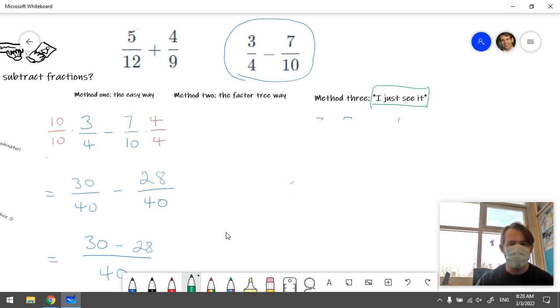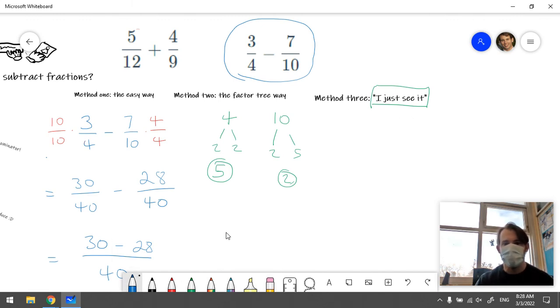Now, could we have used factor trees here? Absolutely. Let's take a look at what factor trees would have looked like. We would have done a factor tree for 4 and found that's 2 and 2. We would have done a factor tree for 10 and found that's 2 and 5. So we would have looked at this and said, we need to add a factor 5 here. We need an extra factor 5 for this one, and we need an extra factor 2 over here. And that allows us to just see that 10 times 2 is 20 and 4 times 5 is 20. 20 is the more efficient common denominator you could use here. And maybe you just see it. So if you just see it, just jump to this level right away.